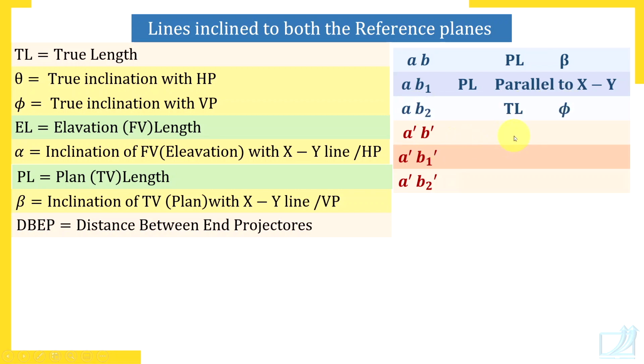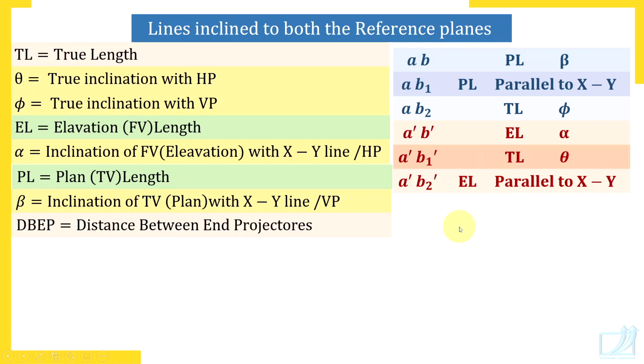A dash B dash has length EL and angle alpha. A dash B1 dash has true length and angle theta. And A dash B2 dash is horizontal EL, that is EL parallel to XY line. So it's very important to remember this. So this is called 6 views logic. While solving problems on lines inclined to both the reference planes, we are going to use the 6 views logic always.